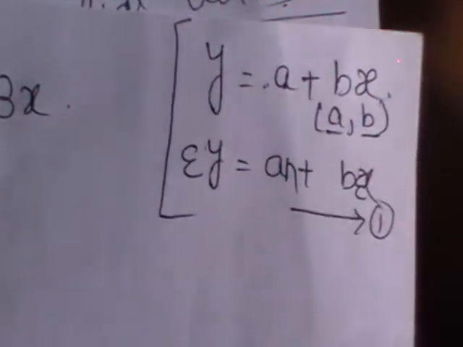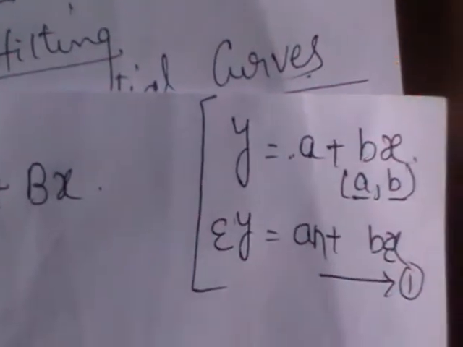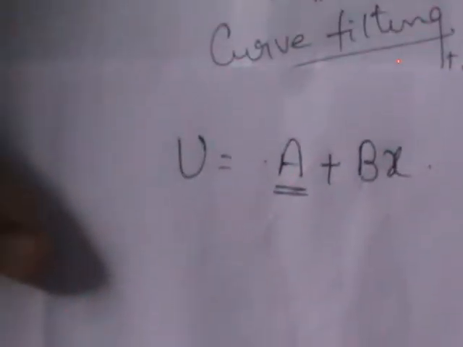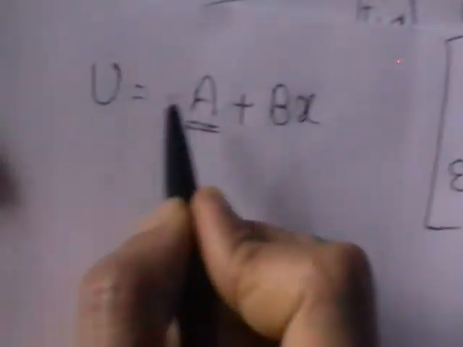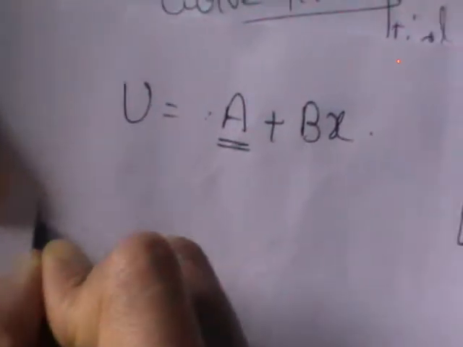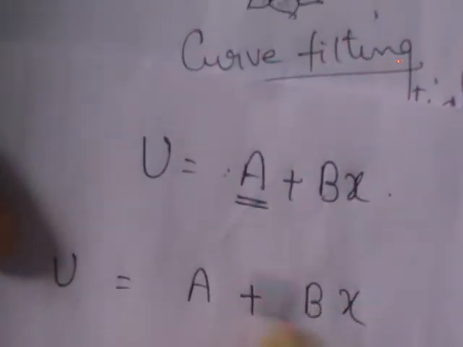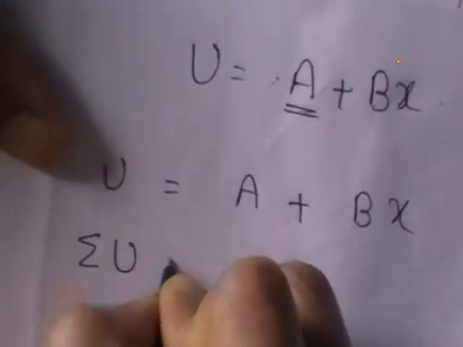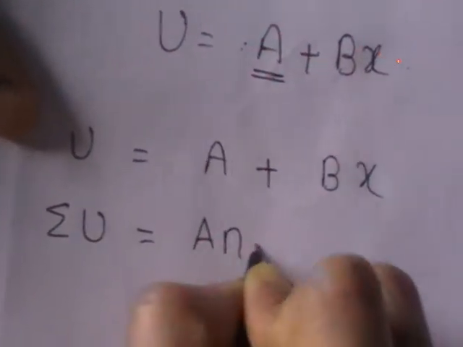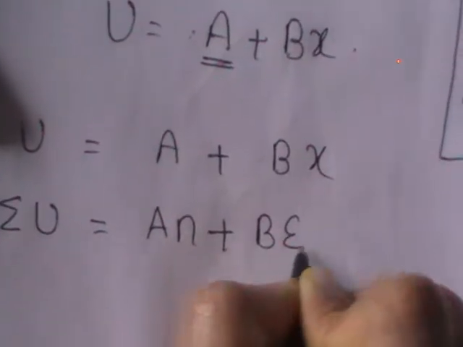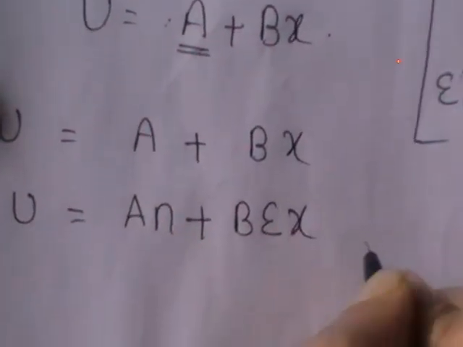There is no need to find out S, no need to write dou S by dou capital A, dou S by dou capital B. If you know the way of writing the normal equations for a straight line, you can use the same logic here. So a's coefficient is 1, so it will be u is equal to a plus bx. Now take the summations on this: sigma u equals n a plus b sigma x, since sigma 1 is nothing but n. So this is the first normal equation.